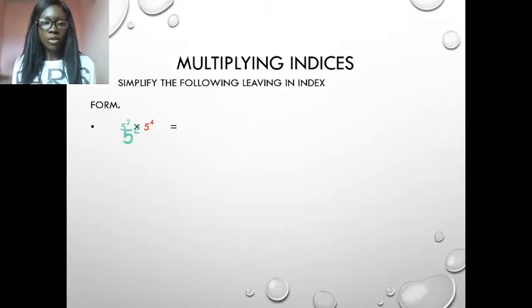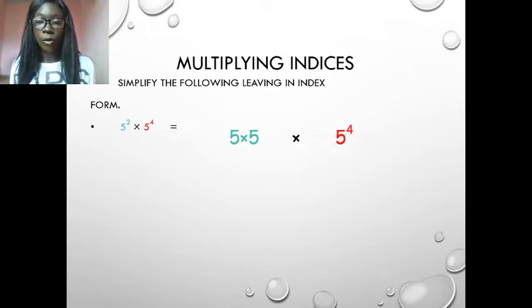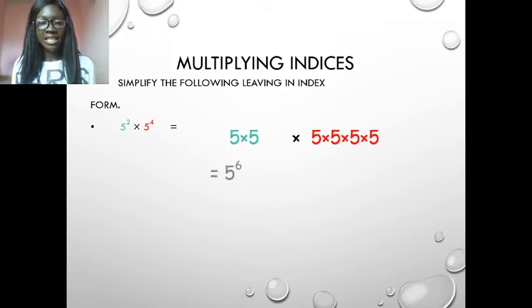Now, example 2, the same thing. 5 squared multiplied by 5 to the power of what? 4. So we have what? We're going to write 5 two times multiplied by 5 four times, okay? So this is 5 squared. We are having two 5s multiplied by 5 to the power of 4, which will give us four 5s. So in total, we have what? How many 5s? Six 5s.